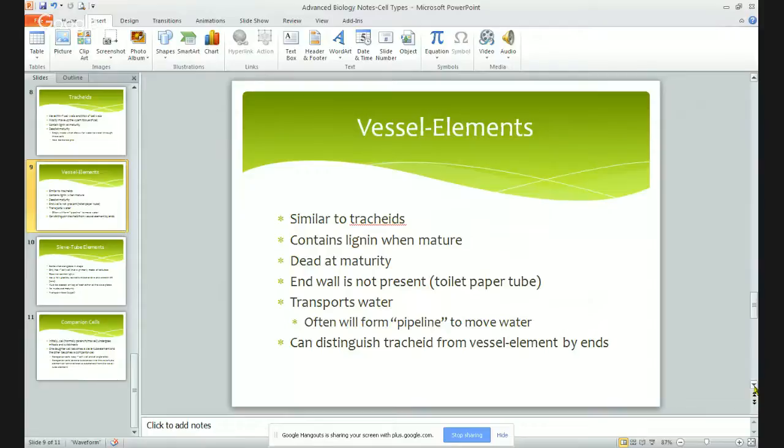So if you are looking at your tracheid and your vessel element right next to each other, the easiest way right off the bat is to look at their ends. If it's got kind of an open end or that perforated end, it's the vessel element. If it's got a full-on closed-off end, there is definite end tissue, then it's going to be a tracheid.